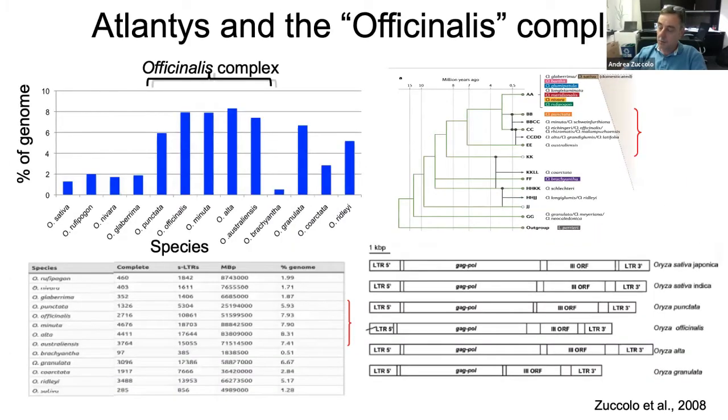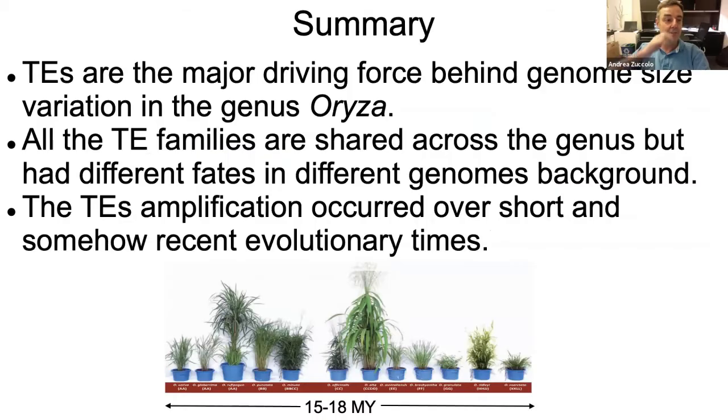Oryza glaberrima chromosomes. Another family, TY3 Atlantis, didn't attain the high amount of other examples, but still is one of the major components of many genomes, especially in the officinalis complex. The officinalis complex includes Oryza punctata, officinalis, minuta, alta, australiensis, as well as Oryza granulata and ridleyi. What is interesting about Atlantis is that it was capable to amplify successfully in more than one host genome.